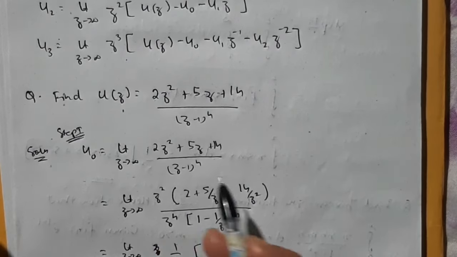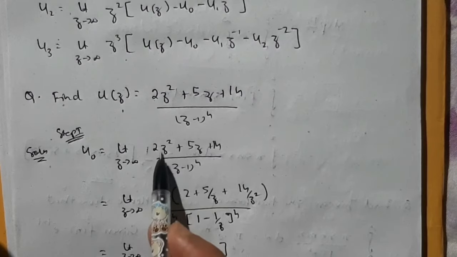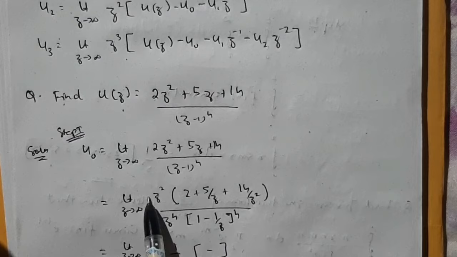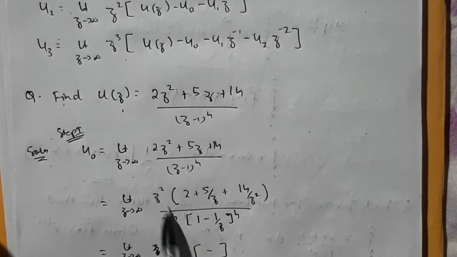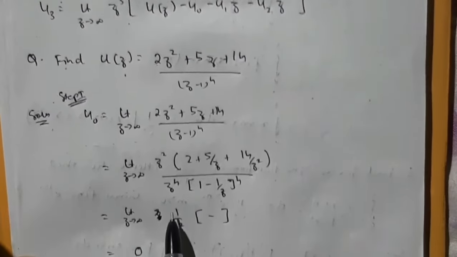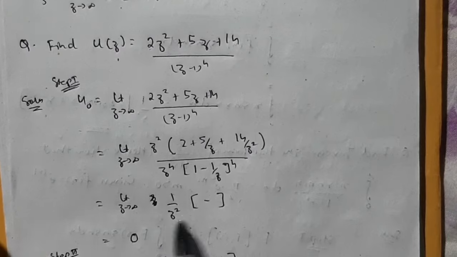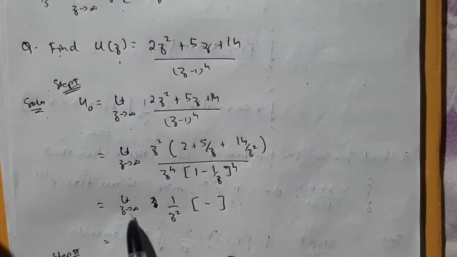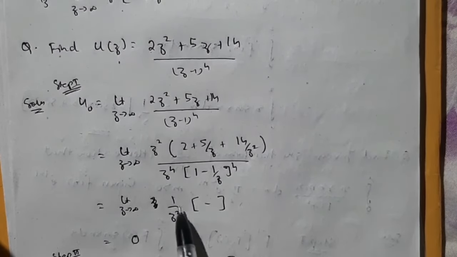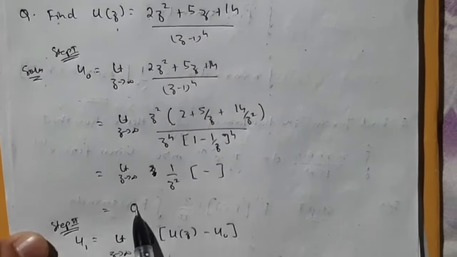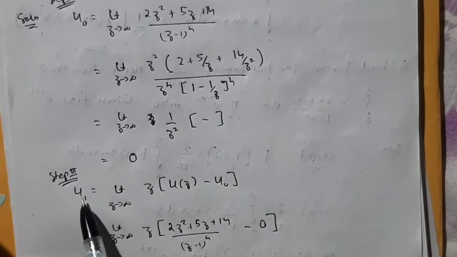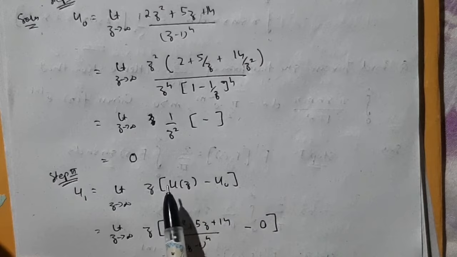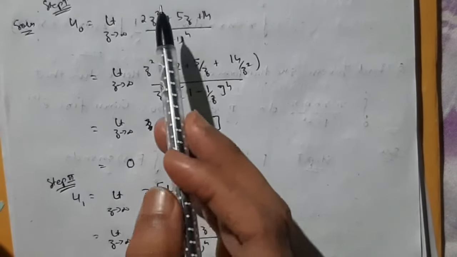Then what you need to do, in everything you will take the highest power of z from the numerator. When you take that and cancel with this, what will be remaining here will be 1 by z square, and when z tends to infinity, 1 by z square will be 0, so u naught will be 0 here.